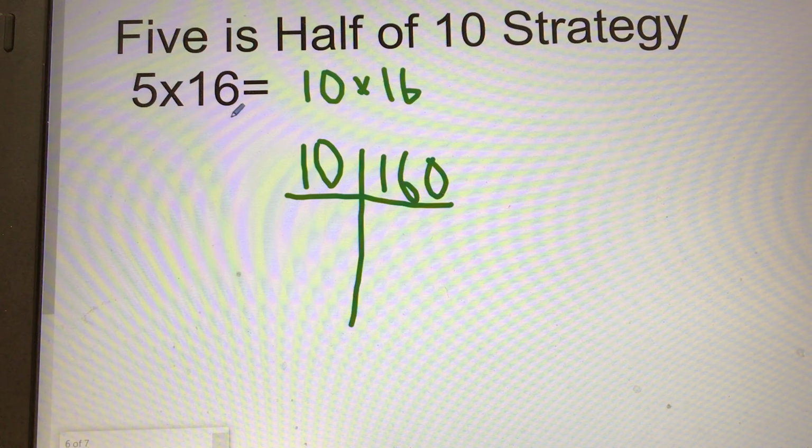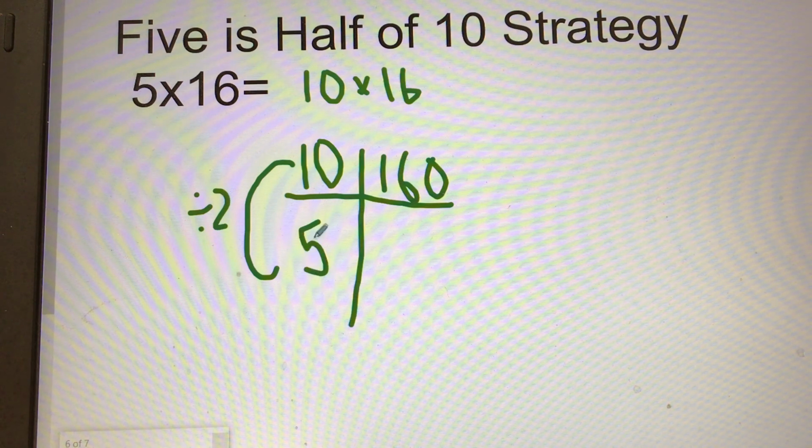Now we can go back to our original problem of 5 times 16 because we know that 10 divided by 2 is 5. And I'm going to do that same thing over on my other side. Whatever I did to 10, I want to do to 160. Since I divided 10 by 2, I'm going to divide 160 by 2, or cut it in half. Okay? And 160 divided by 2 is 80.